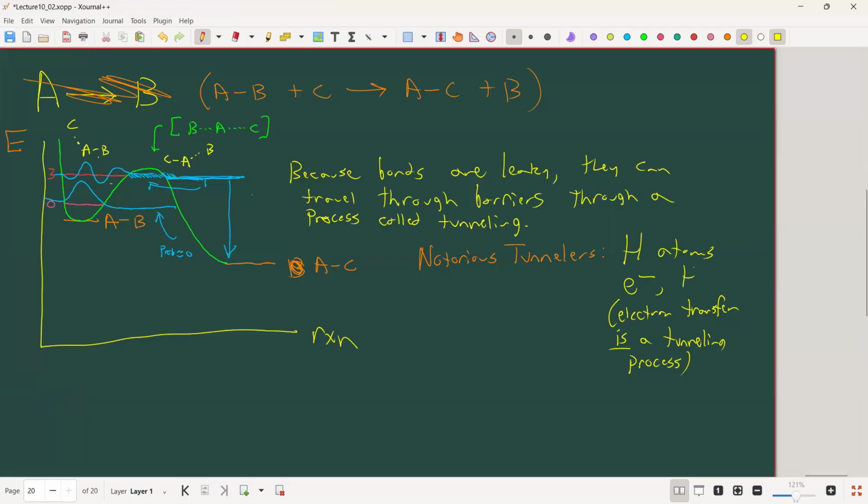Another thing, helium atoms can also do it as well. Very common for helium atoms to tunnel. But electrons and hydrogen atoms in particular are the worst case scenario. Hydrogens just love to tunnel.